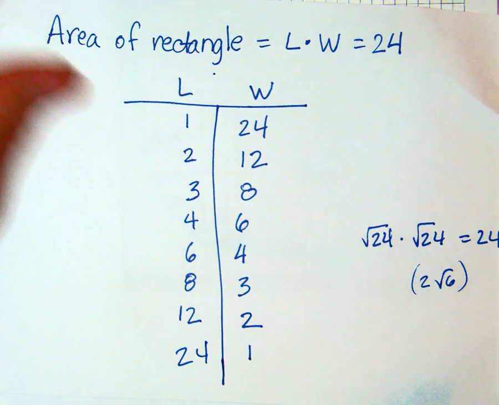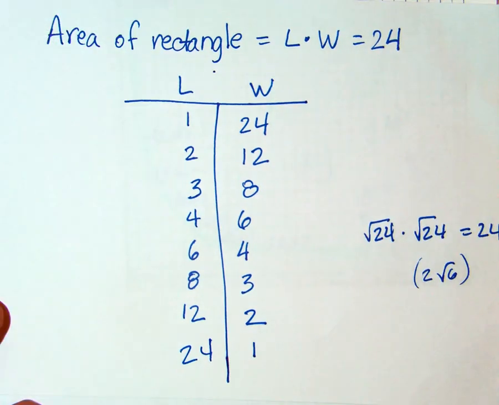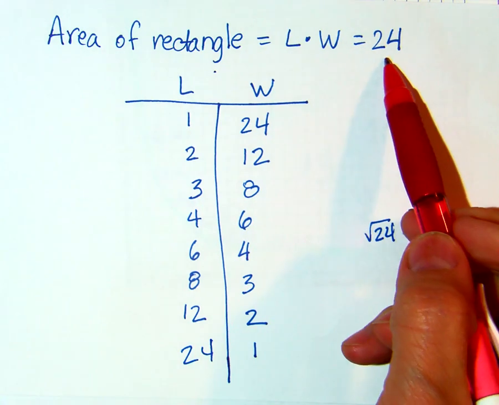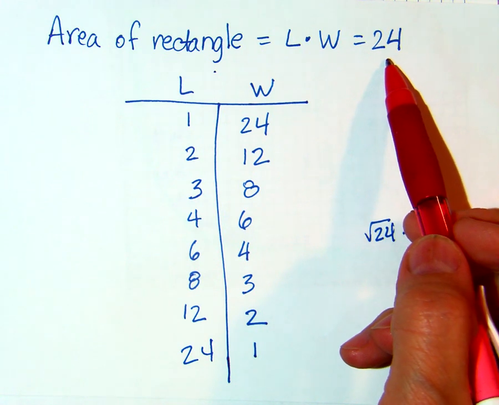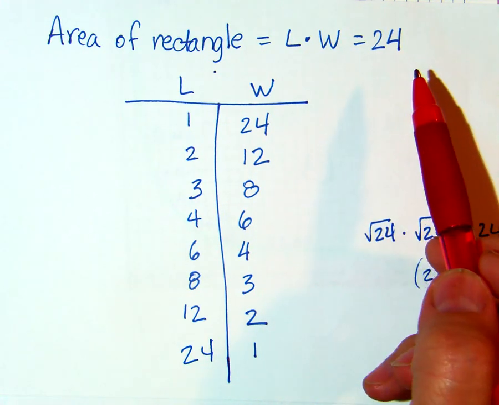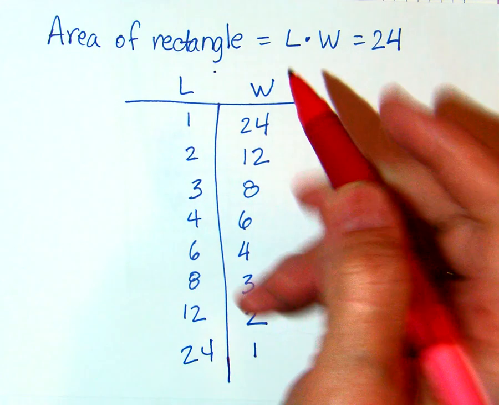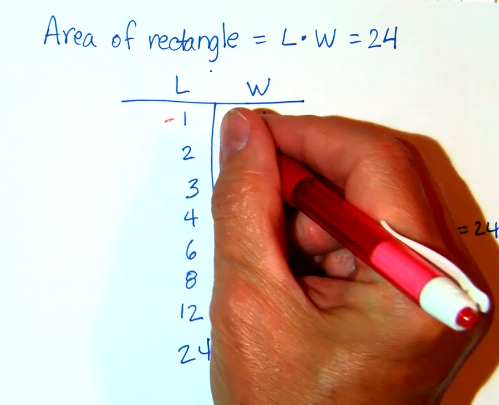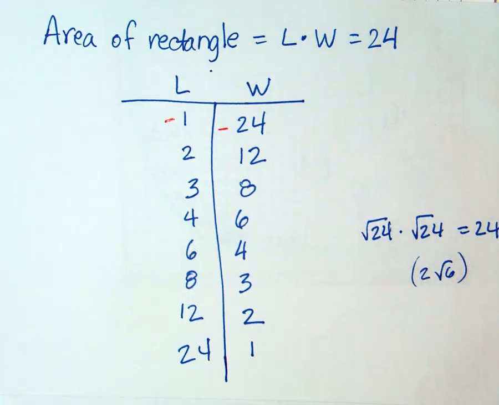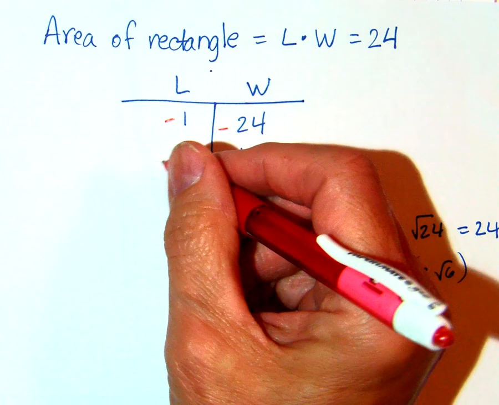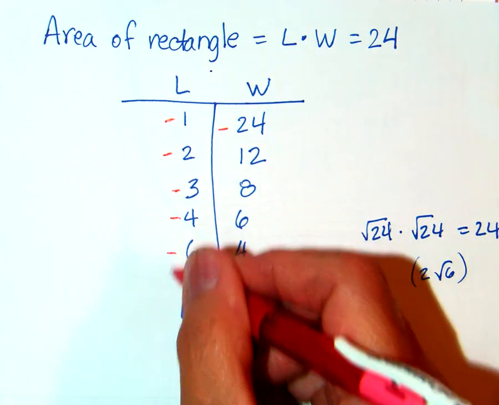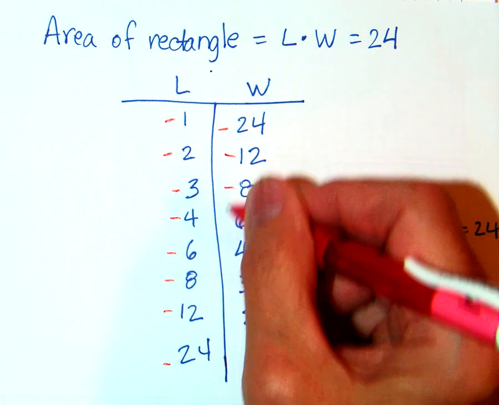But what if I'm just talking numbers for a minute and I'm not talking an actual rectangle? Is there any other way I can multiply two numbers that are whole numbers, that are integers, and get 24? Yes, there is. Negative 1 times negative 24 is also a positive 24.